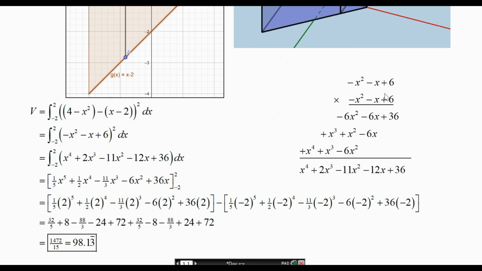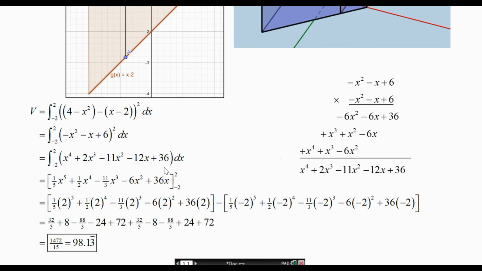6 times 6 is 36. 6 times -x is -6x. 6 times -x² is -6x². -x times 6 is -6x. -x times -x is x². And -x times -x² is positive x³. -x² times 6 is -6x². -x² times -x is positive x³. -x² times -x² is positive x⁴. Notice I've lined up like terms, and when you add it up, you get x⁴ plus 2x³ minus 11x² minus 12x plus 36, which is what I have here.